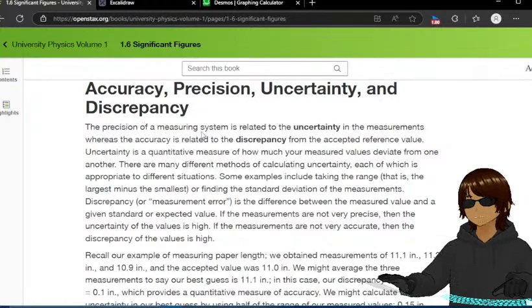The precision of our measuring system is related to uncertainty in the measurements, whereas the accuracy is related to discrepancy.